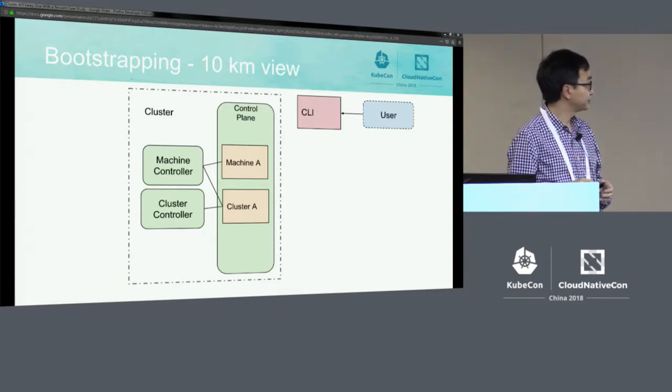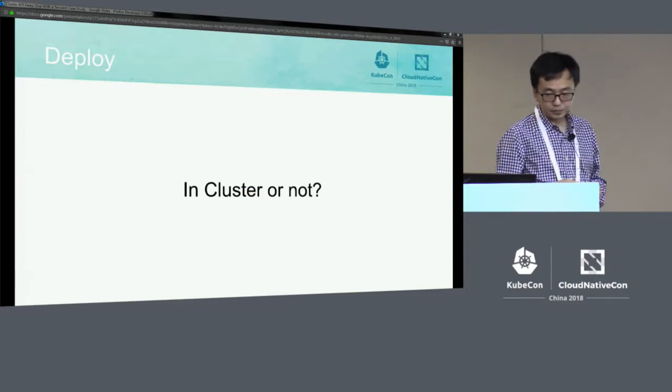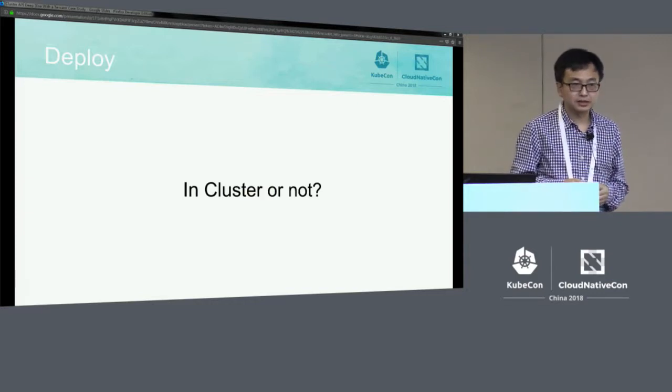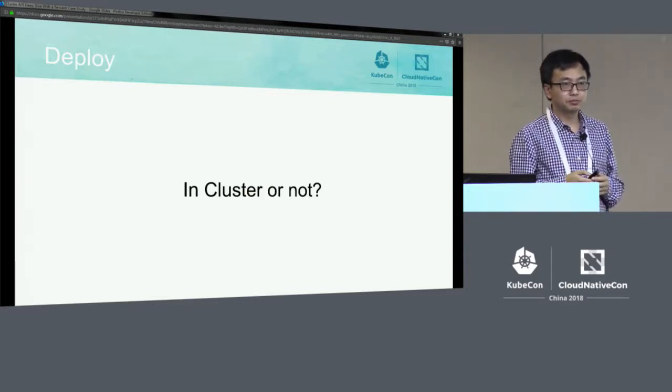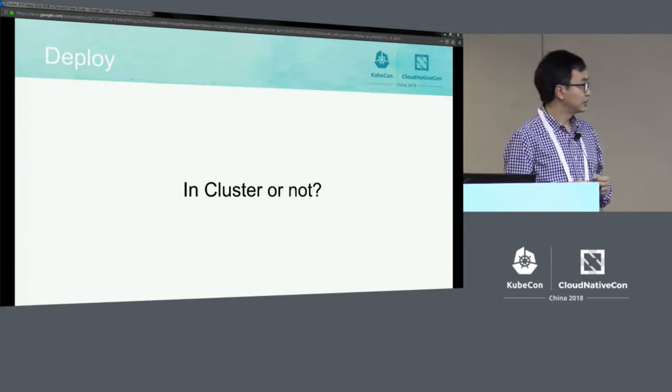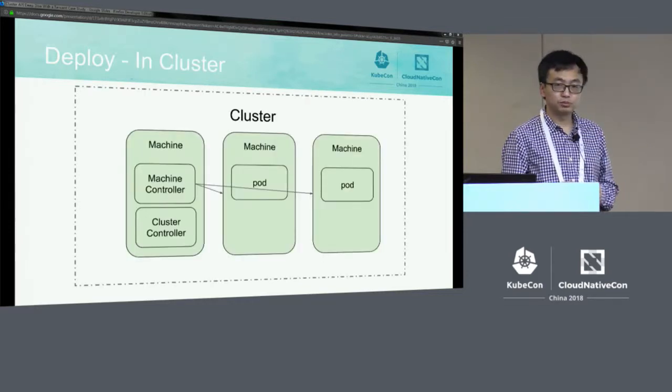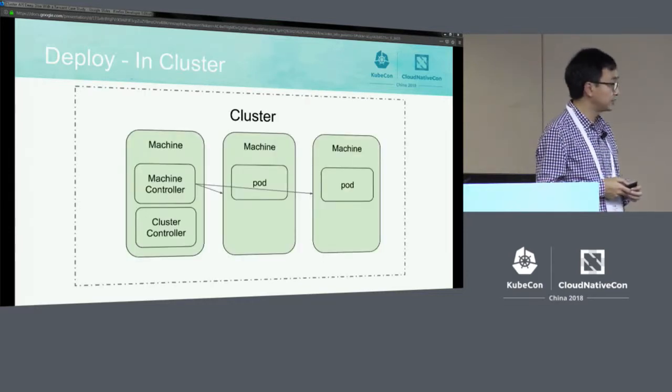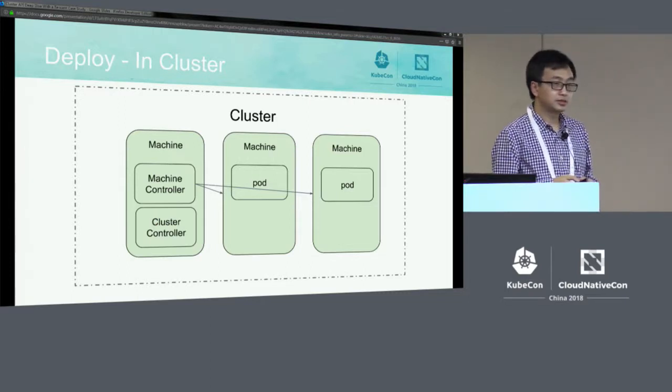So here, you can see how the API is there from zero. And next one is the deployment of the cluster. The first one is in cluster or not. So it's a plan one. We call it in cluster plan.